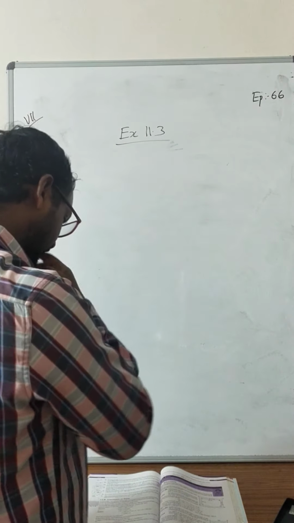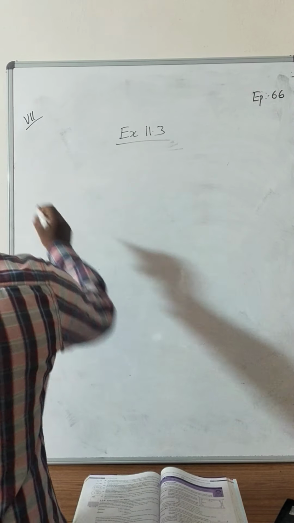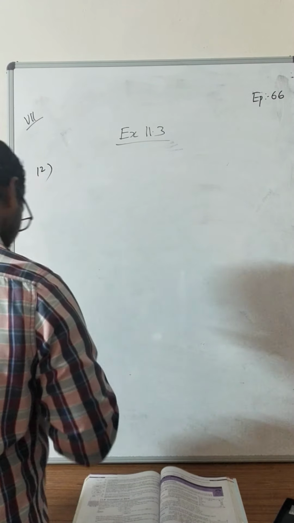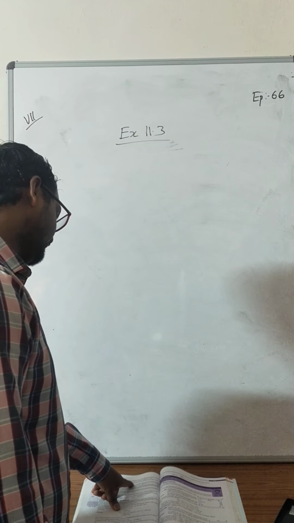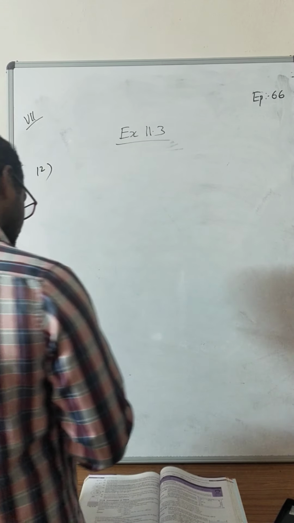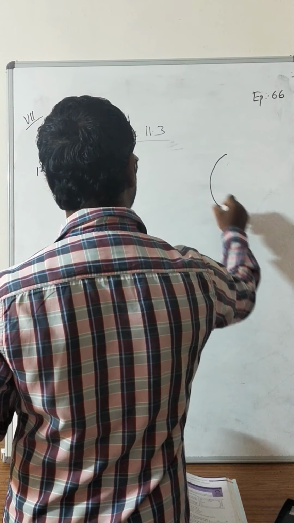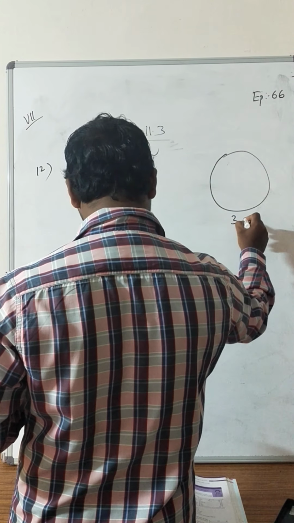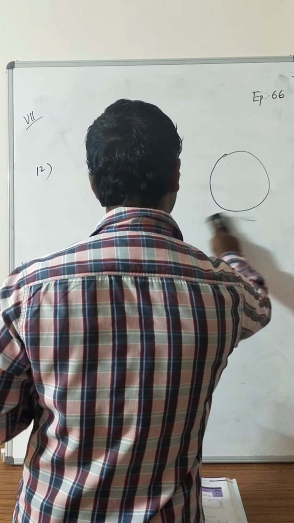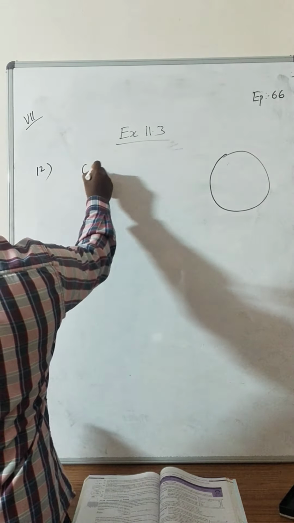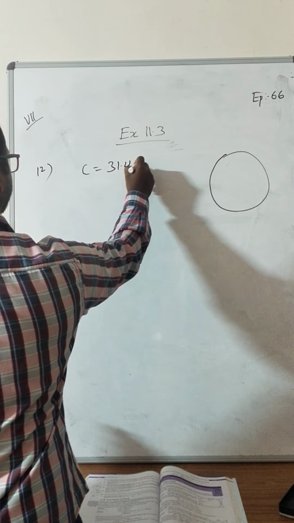Now look at question number 12. In question number 12, the circumference of a circle is 31.4 centimeter. Find the radius and the area of the circle. So the circumference is given as 31.4 centimeter.